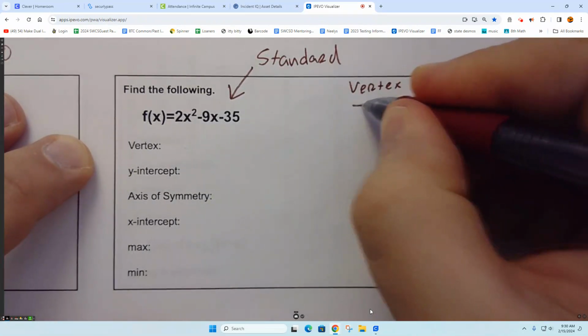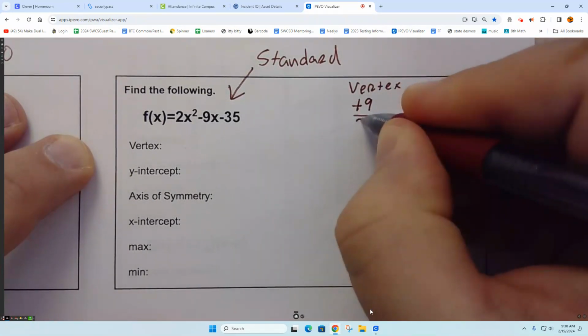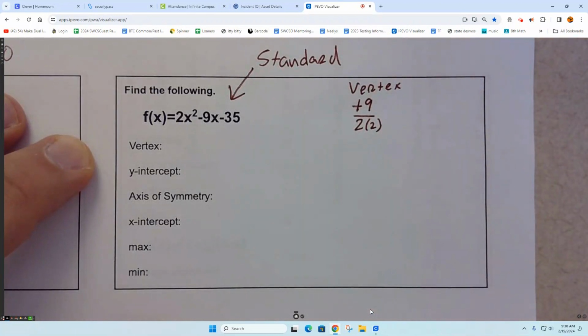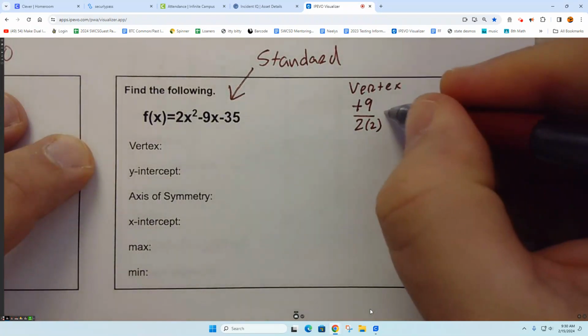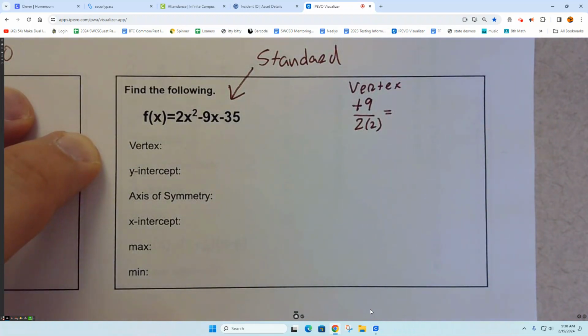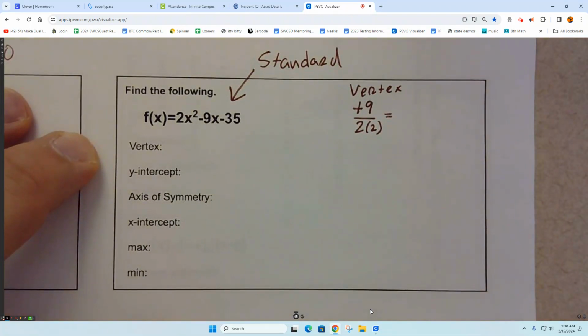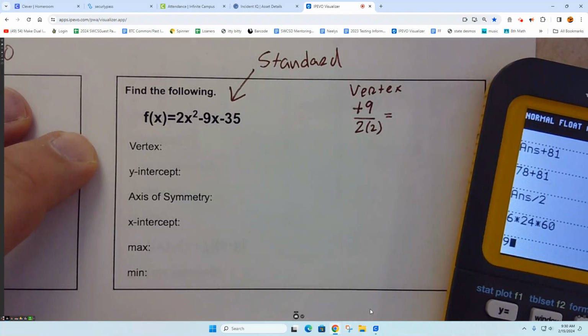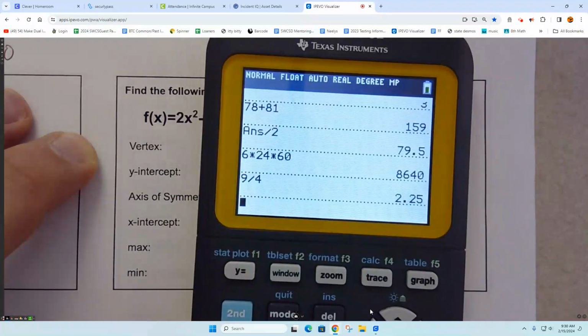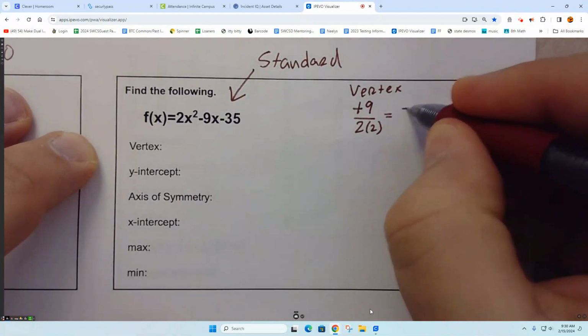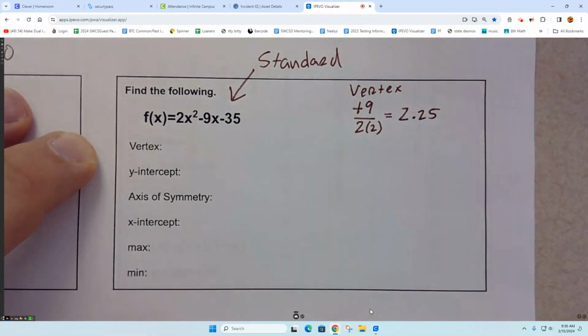So -b over 2a. So -9 made it +9 over 2 times 2, which is 4. 9 divided by 4 is, 1 point what? 1.25? Is that right? 2.25. Is that right? Yeah. Okay. So that's my x value of my vertex.